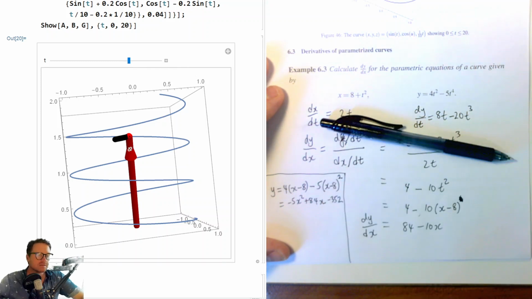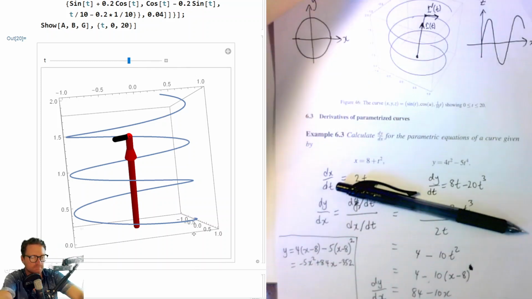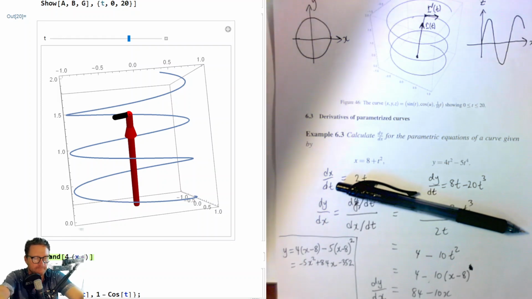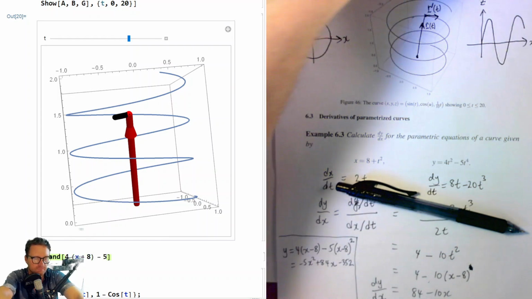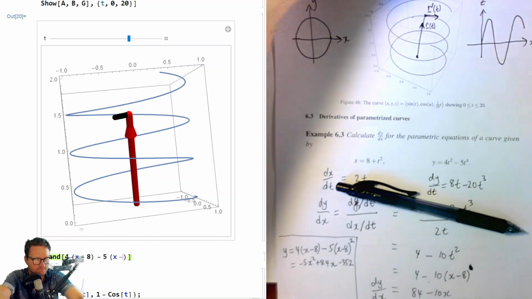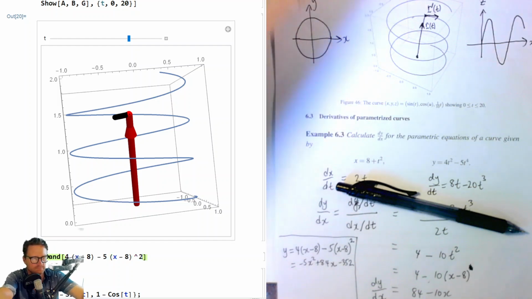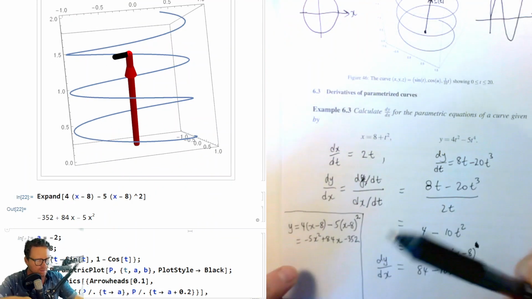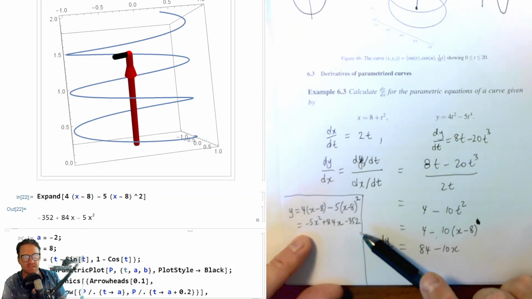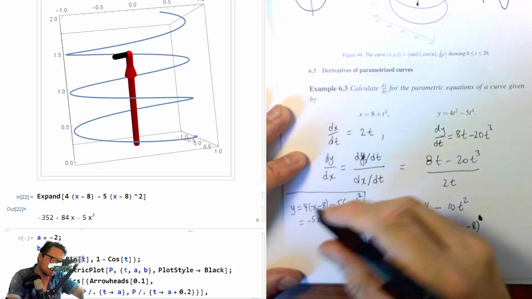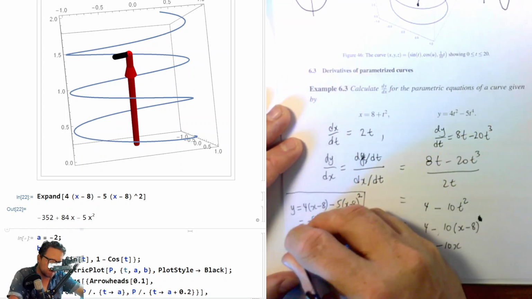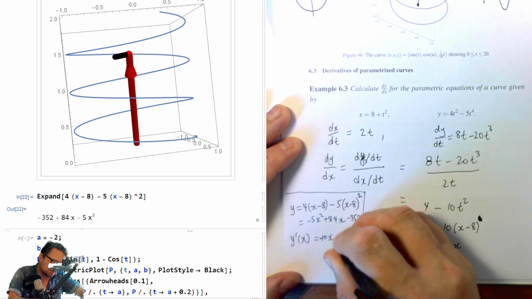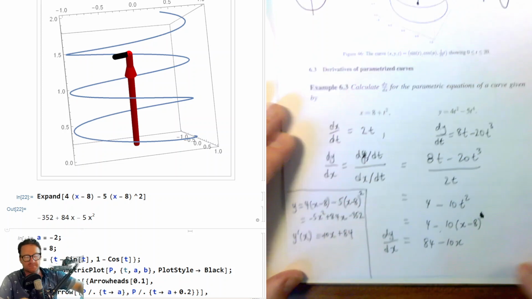I'll just double check this here. Okay, yes, and I'll put this where you can see it. Minus 5x squared plus 84x minus 352. All right, so looking at this, we can easily take dy on dx, or y dash of x, is minus 10x plus 84, agreeing with this.